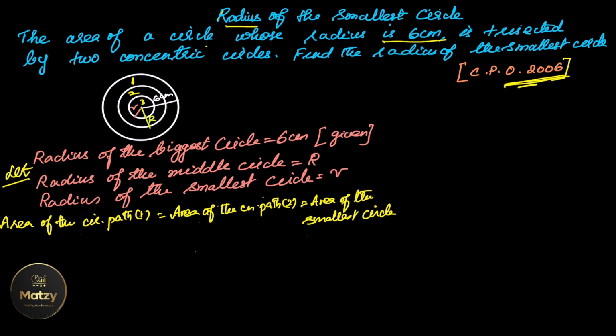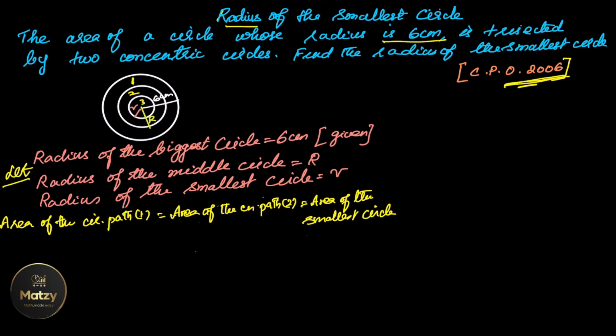The area of the circle whose radius is given as 6 cm is trisected by two concentric circles. Find the radius of the smallest circle. That is all that is given. See, the radius of the circle is given as 6 cm. This circle is trisected by two concentric circles. That means this circle is divided into three equal parts by two concentric circles.